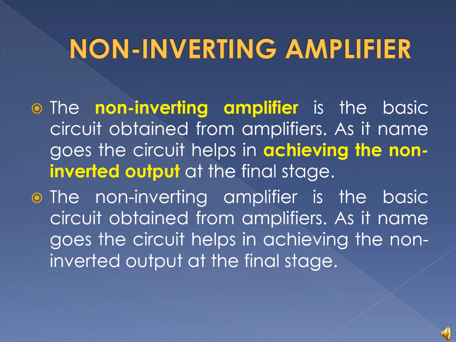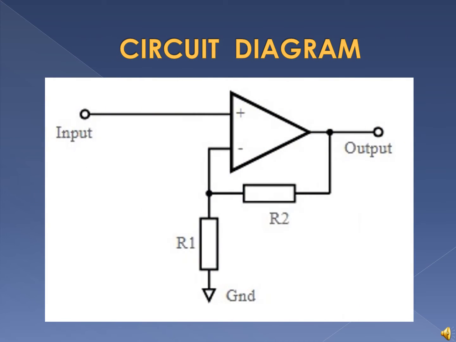Now we move on to the non-inverting amplifier. It is just the opposite of an inverting amplifier. That is, the output is not inverted. It is a basic amplifier circuit, and the circuit is as follows. Here, the inverting terminal is grounded.